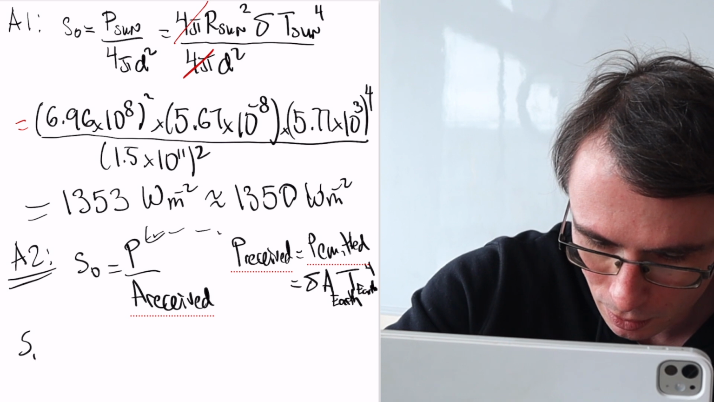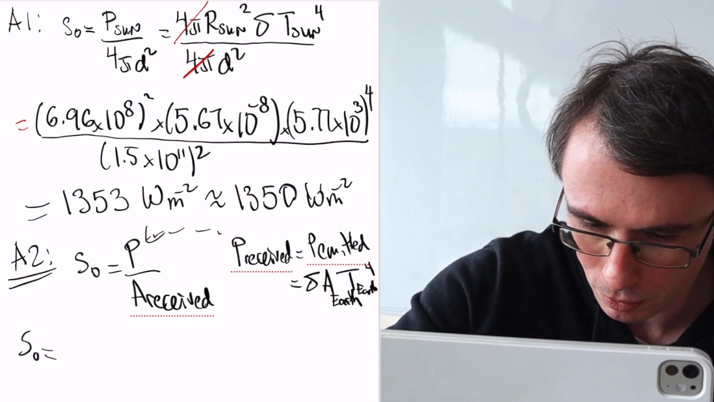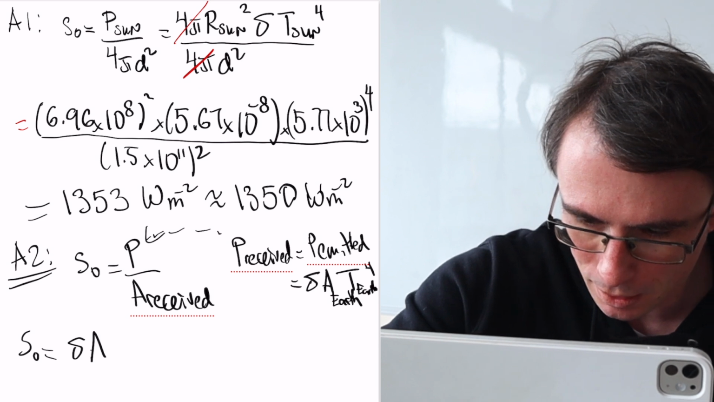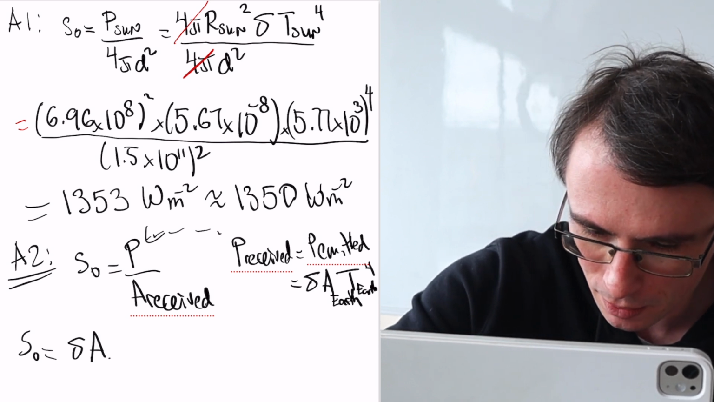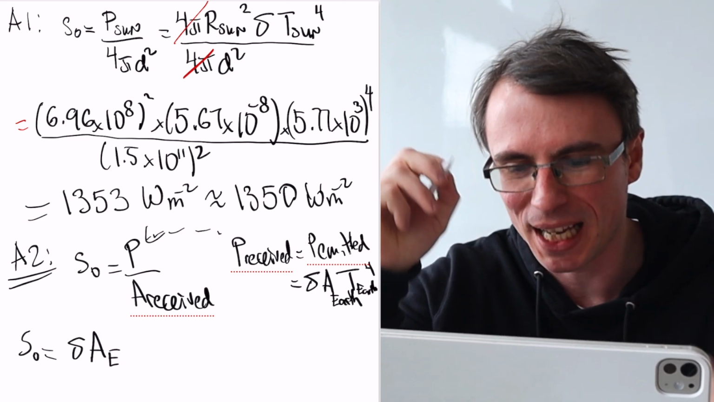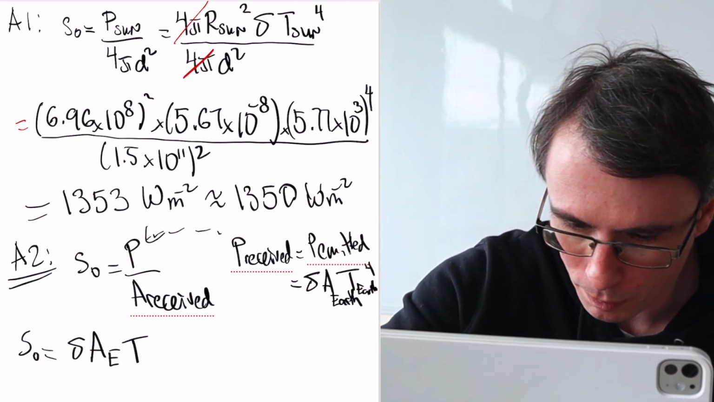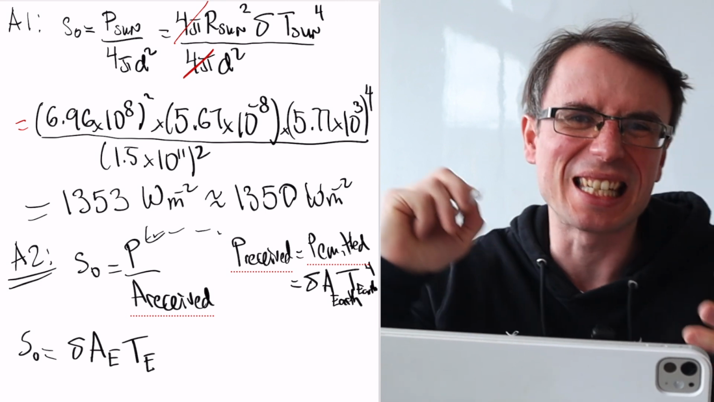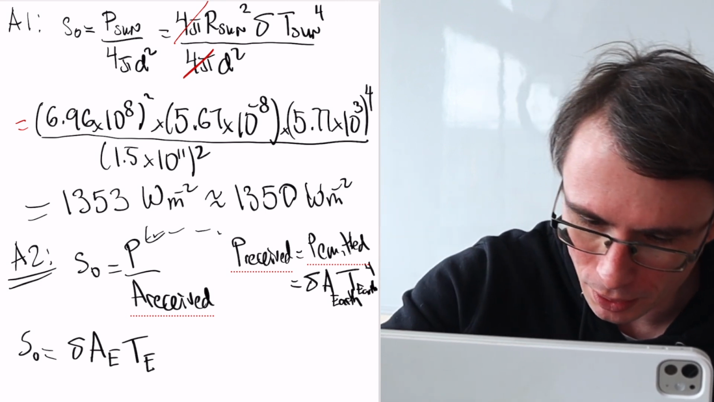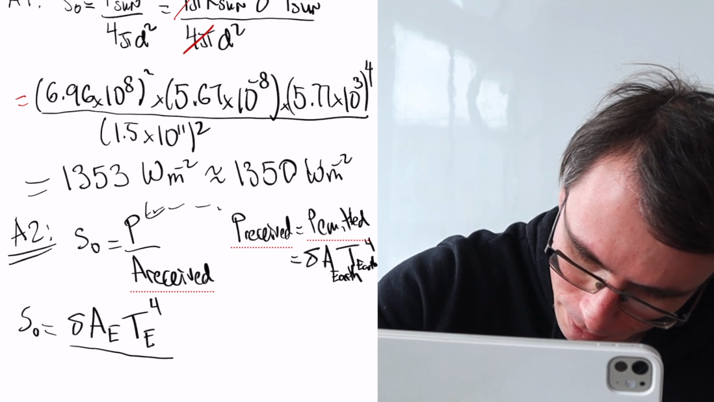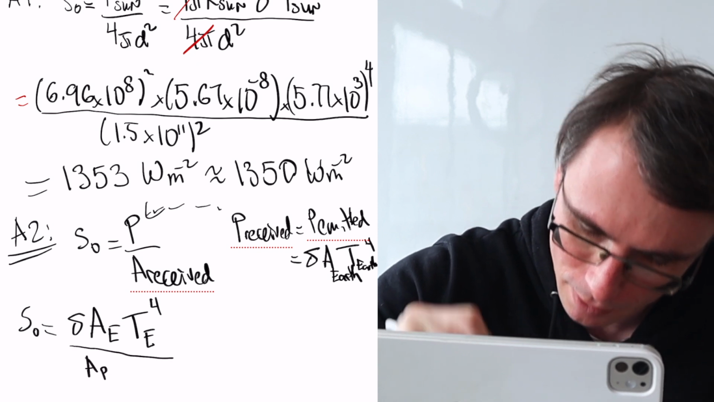So we get that S0 is equal to Stefan's constant, the area of the Earth, I'm just going to call that AE, multiplied by the temperature of the Earth, let's call that T subscript E as well, raised to the power of 4. Okay, divide that by the area which has been received.